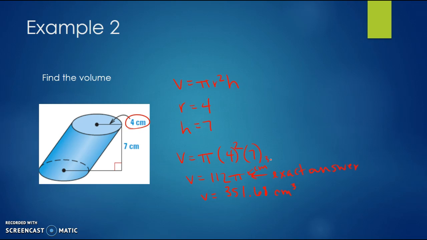Both of these are centimeters cubed for a unit. So again, if we're talking exact answers, we just leave it as we evaluate the numbers themselves, so 4 squared times 7, and then leave the pi where it is. If it tells us to use 3.14 as pi, then we take 112 times 3.14, and that will give us our final answer.